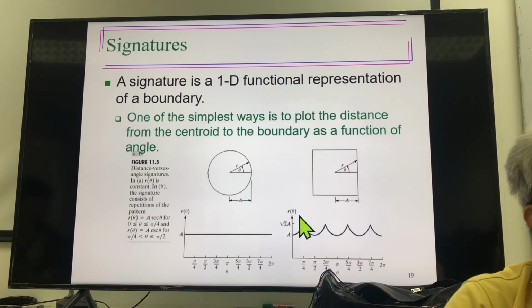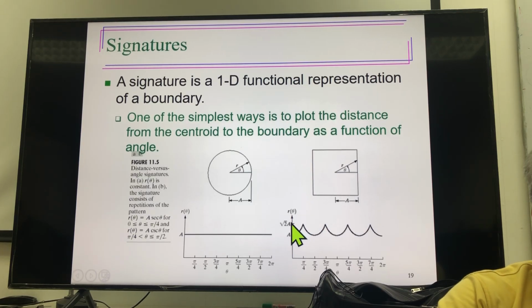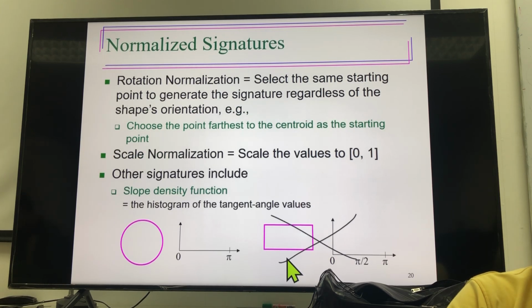That tells us the radius. If you want to be scale invariant, you divide A by the maximum distance, which is A, and you end up with 1. You divide B by the maximum distance, which is B, and end up with 1. So if you normalize the values along the arc to be from 0 to 1, you end up with the same shape, even though they are different radius, different size. So it's the scale normalization.